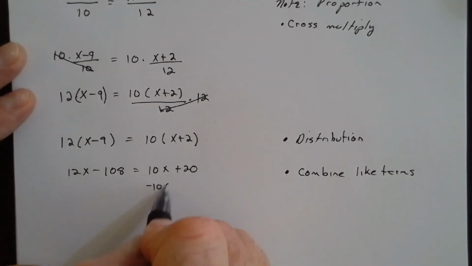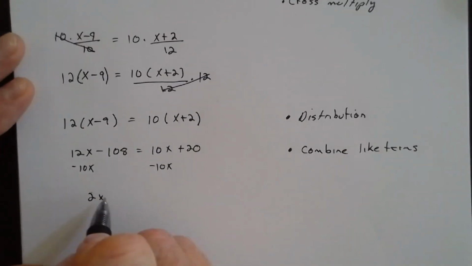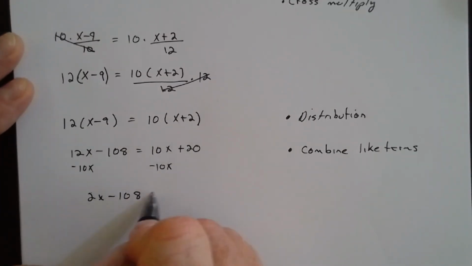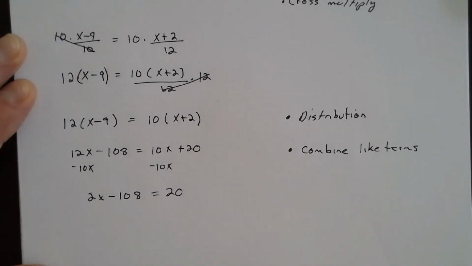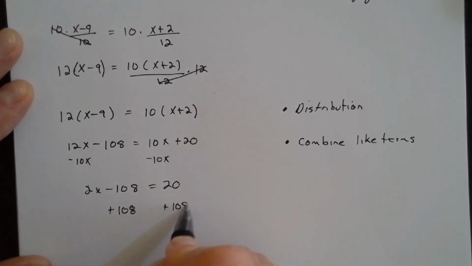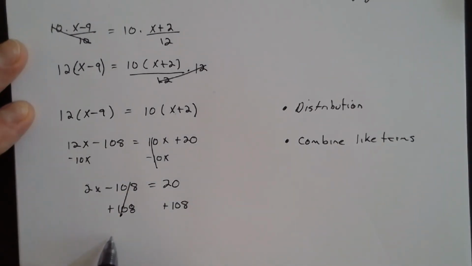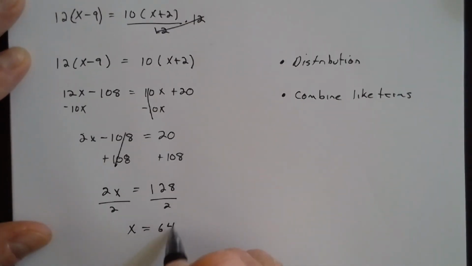So minus 10x, minus 10x. So we have 2x minus 108 is now equal to 20. And now we eliminate the plus 108, plus 108. Those cancel out here, those cancel out up there, and we're left with 2x is equal to 128. We divide by 2, divide by 2, x is equal to 64. Okay?